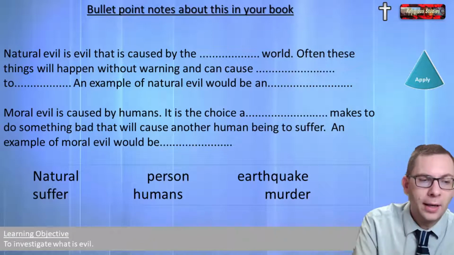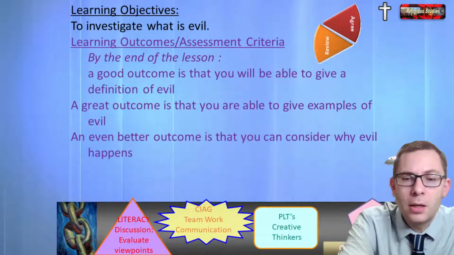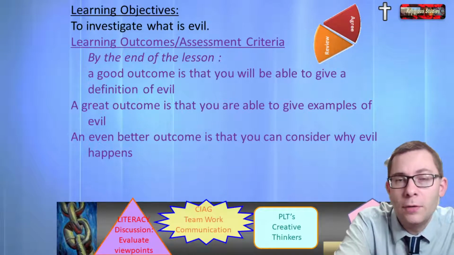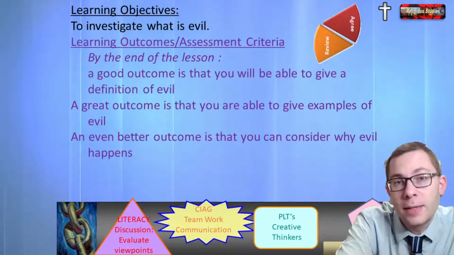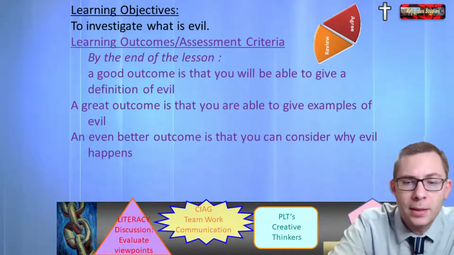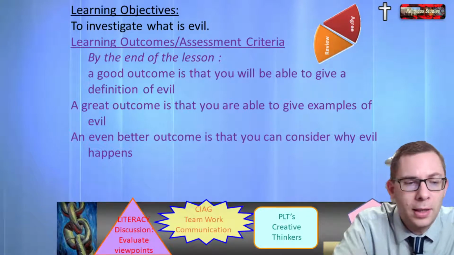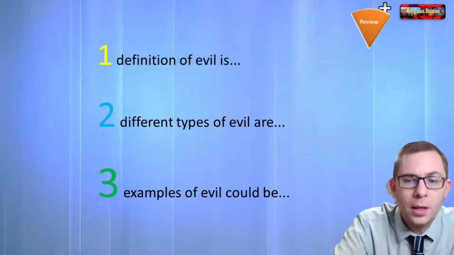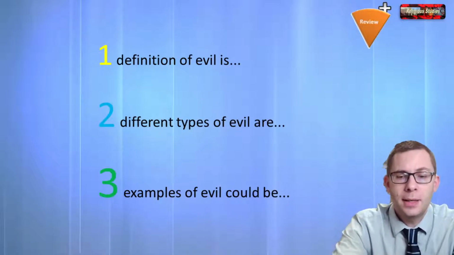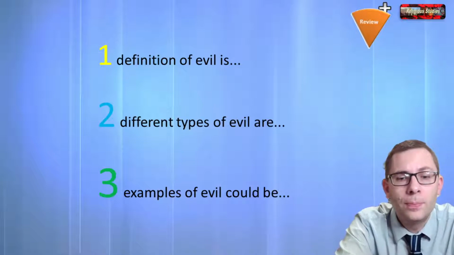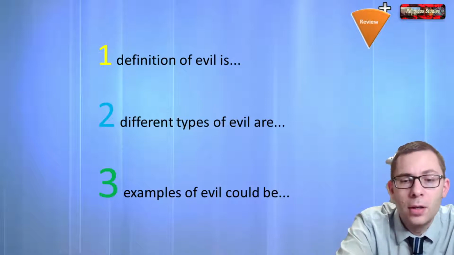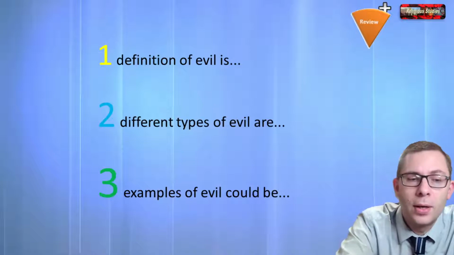So as long as it roughly makes sense, then you've got them the right way around, and that's really what we're hankering after. So it's going to be good, we said, if we could give a definition of evil, and we've just kind of looked at moral and natural evil, give examples of those, and even better if we can consider why evil occurs. So this is our final task then of your time with me today. I'd like you to write down one definition of evil, 2 different types of evil, and 3 examples of evil as well. Please photograph your work. Please send it through to your teachers, because obviously we would love to see it.